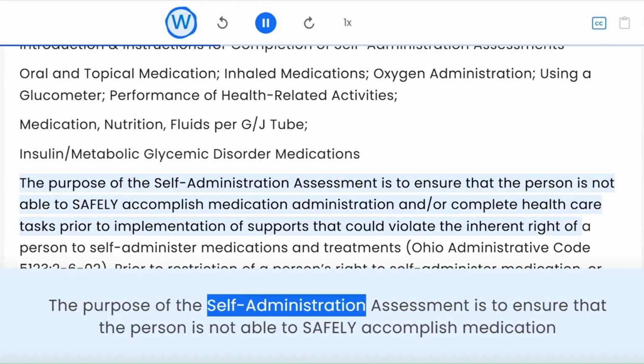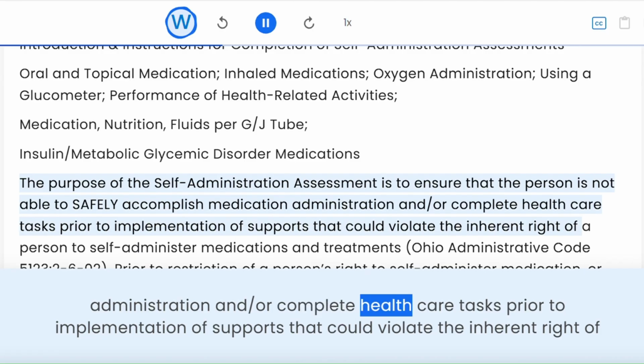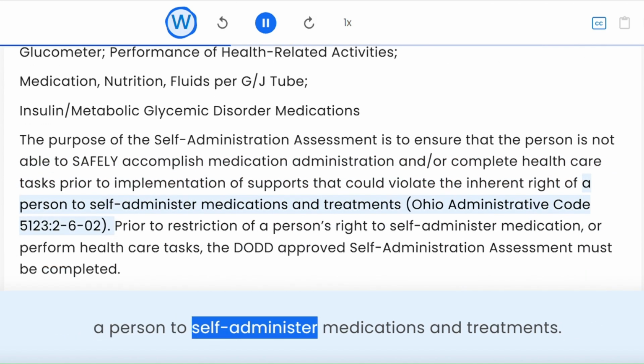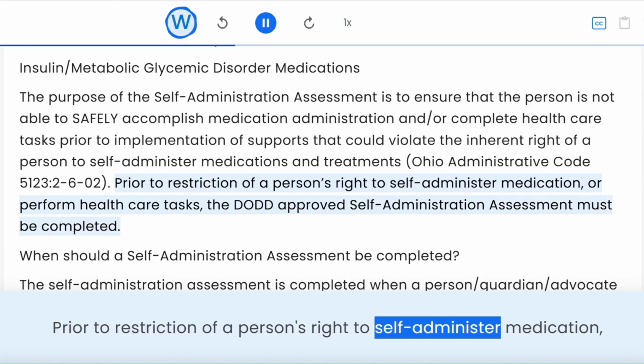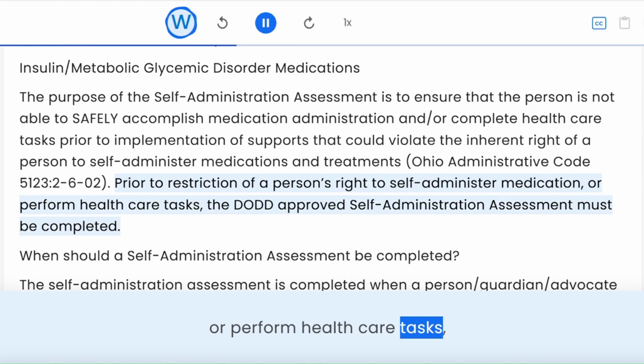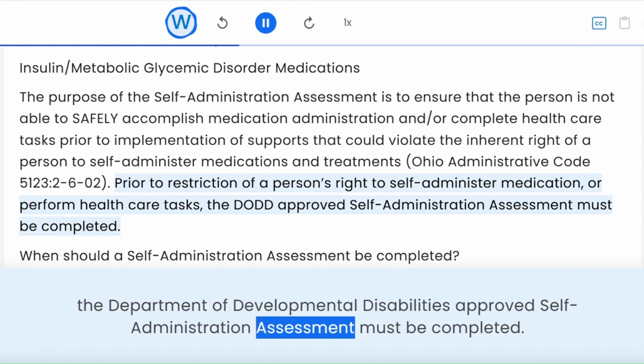The purpose of the self-administration assessment is to ensure that the person is not able to safely accomplish medication administration and/or complete healthcare tasks prior to implementation of supports that could violate the inherent right of a person to self-administer medications and treatments. Prior to restriction of a person's right to self-administer medication or perform healthcare tasks, the Department of Developmental Disabilities approved self-administration assessment must be completed.